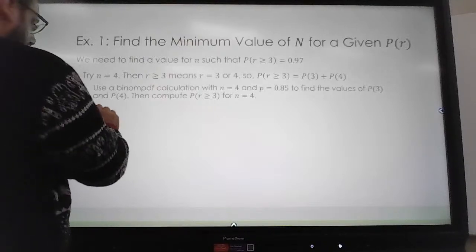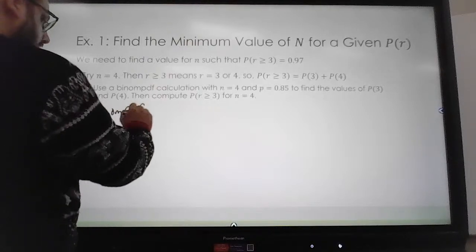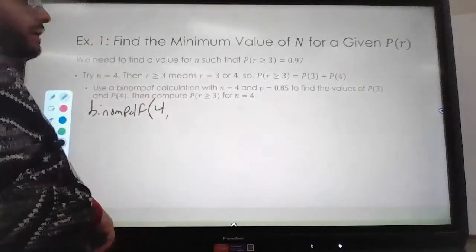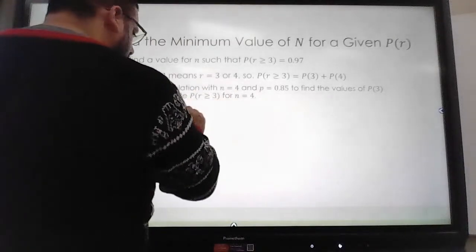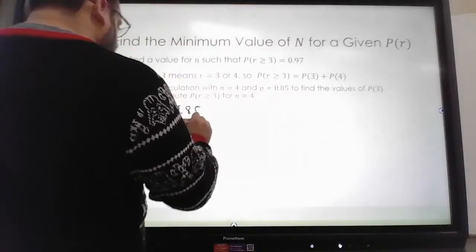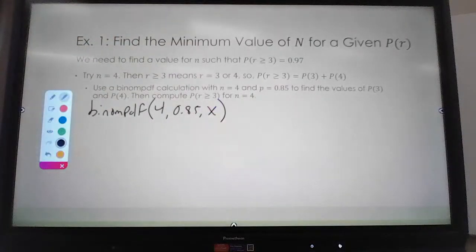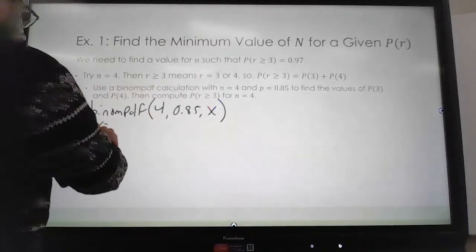This is binomial PDF of our n. In this case, it's 4. Our probability of success is 0.85, and our x, whether it's 3 or whether it's 4. Okay, so let's find P of 3.